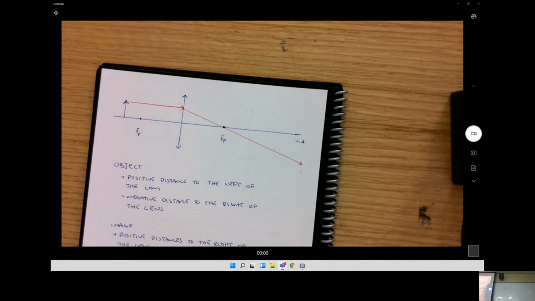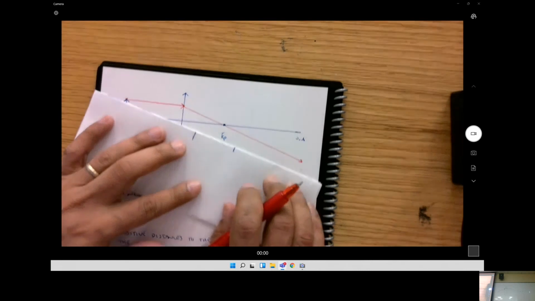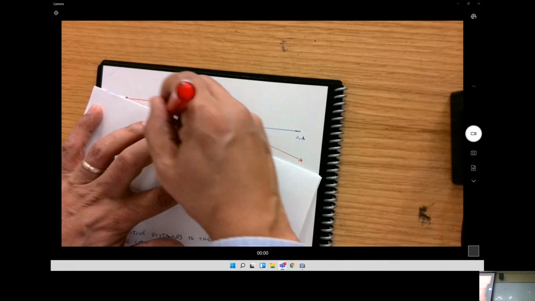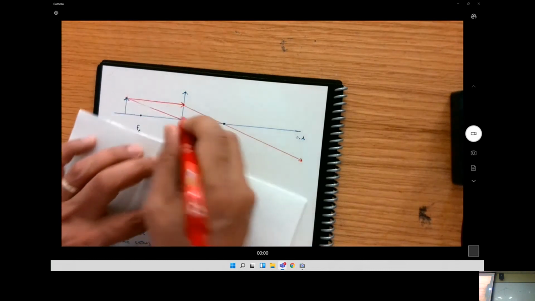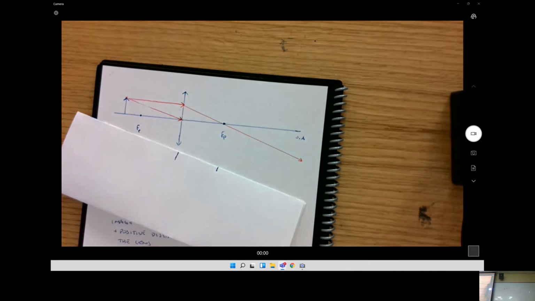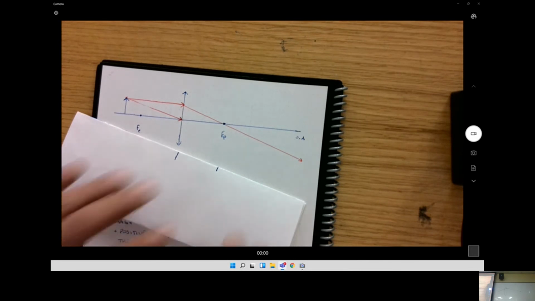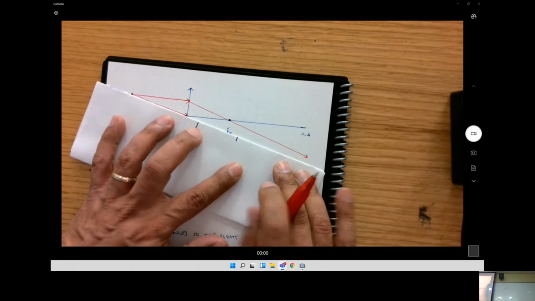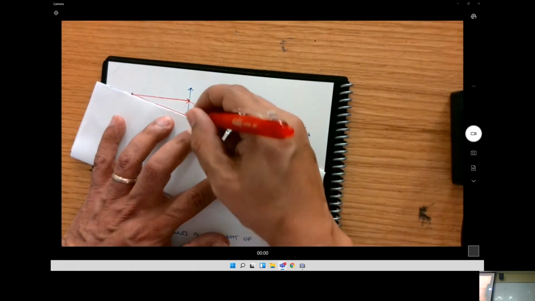My second principal ray is going to go from the same point on my object, and it's going to go through the center of the lens. So it's going to go from the top to the center. And that ray just keeps going straight. It doesn't get refracted of any kind. It's just going straight. So this one is just going to keep going straight.